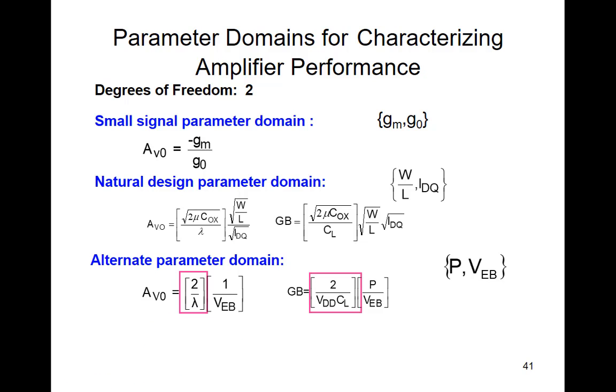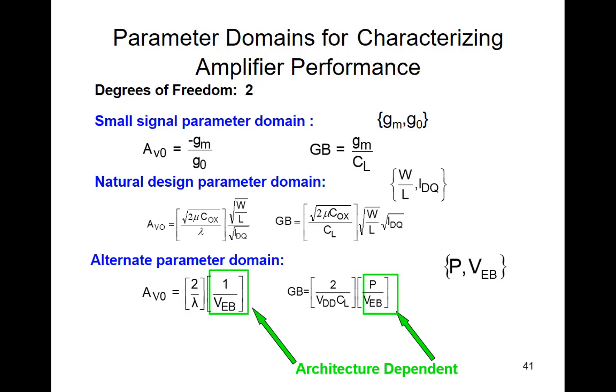So that's process dependent, and that's architecture dependent. Again, we can compare different architectures because we can always write it in this form. Whatever is multiplying this term here will determine the characteristic of that architecture.